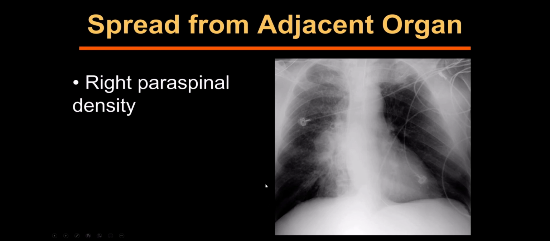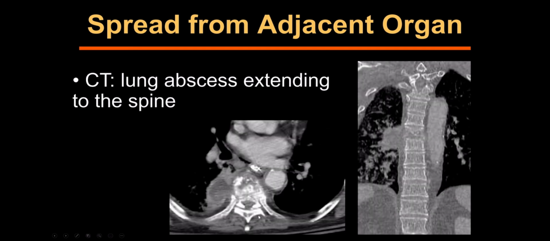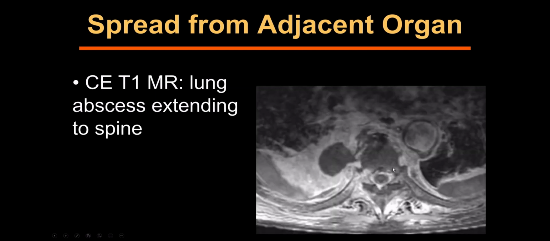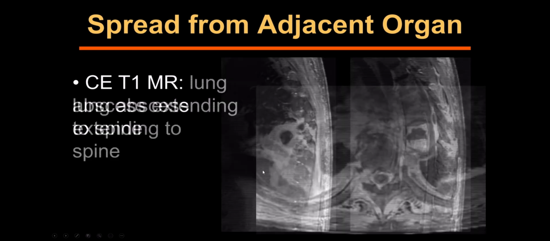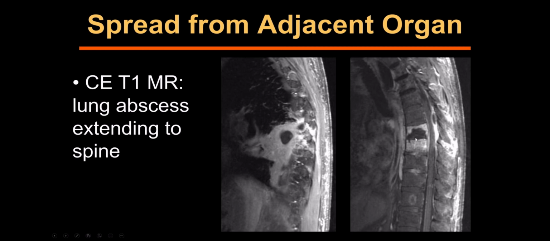Now, I talked about hematogenous spread, but clearly you can have spread from an adjacent organ. Abnormal chest x-ray, you can see on the CT, you've got a lung abscess, and it's extending here to the spine. Classic findings of a disc space infection. Contrast helps. You can see the epidural findings, and more of the same.